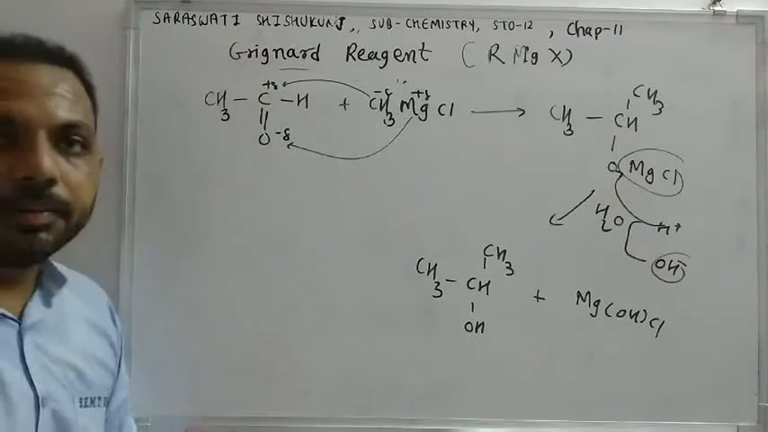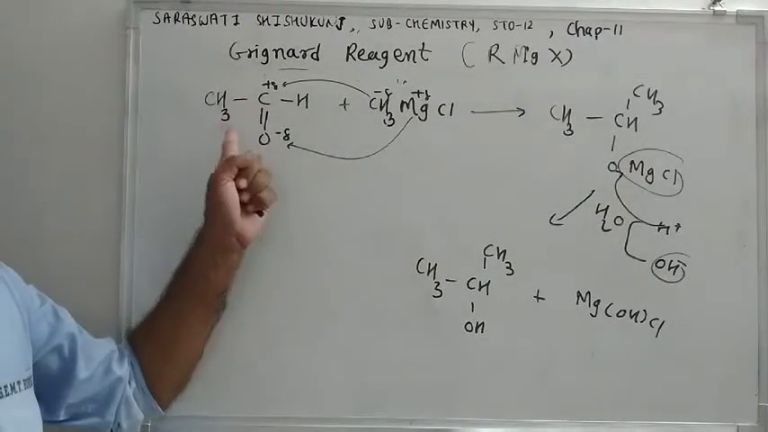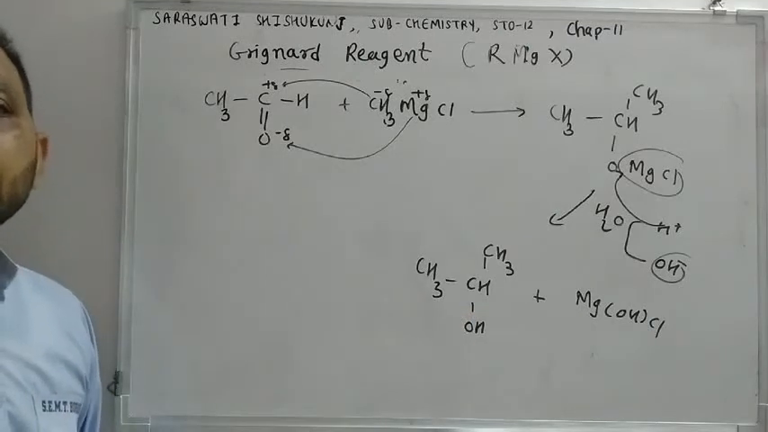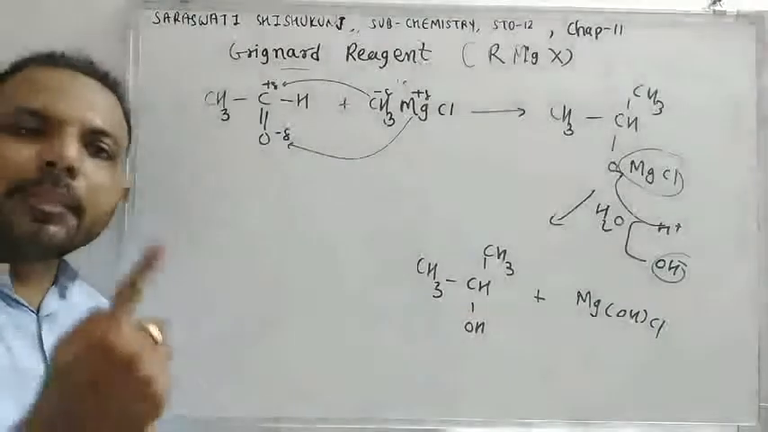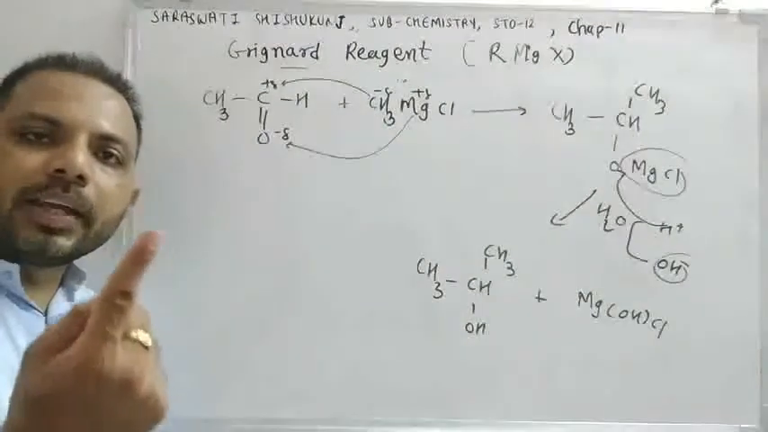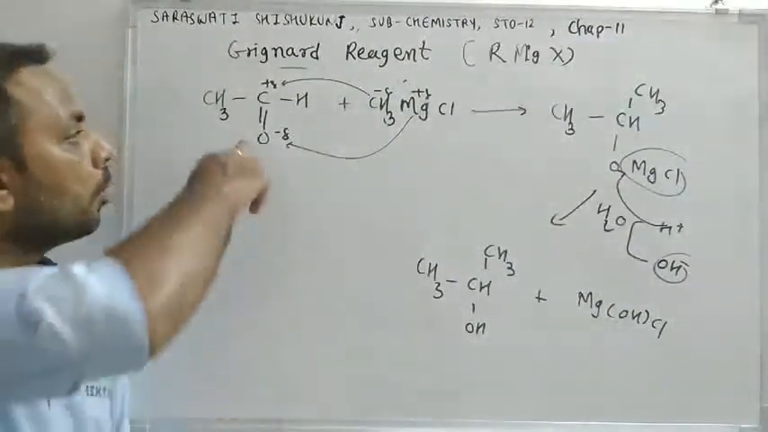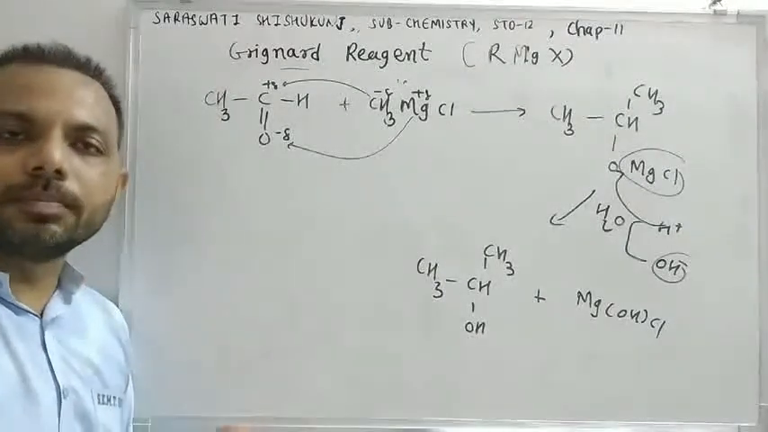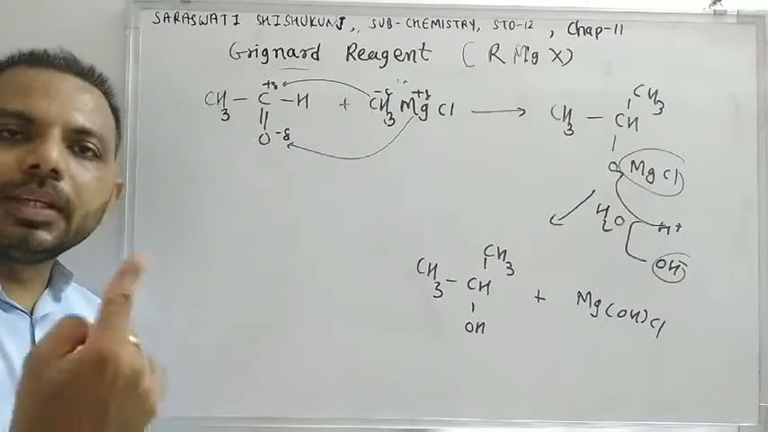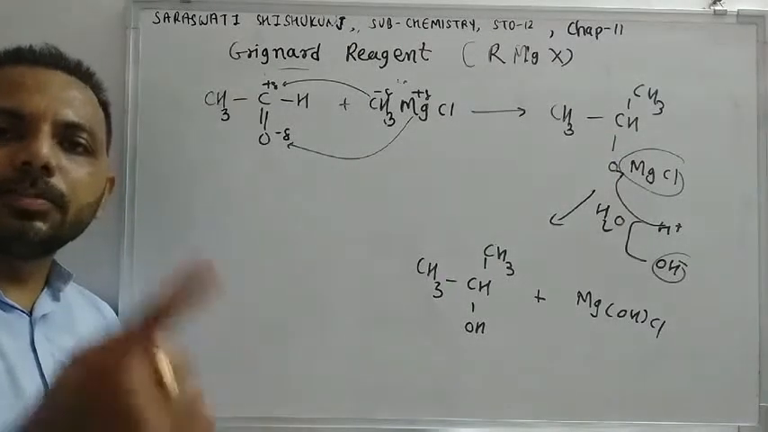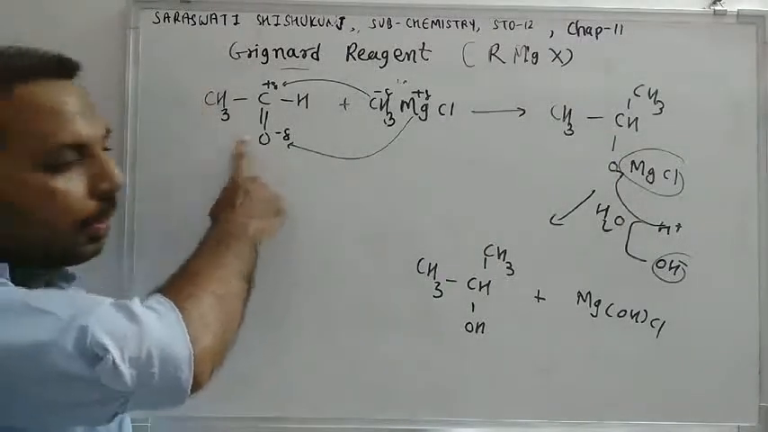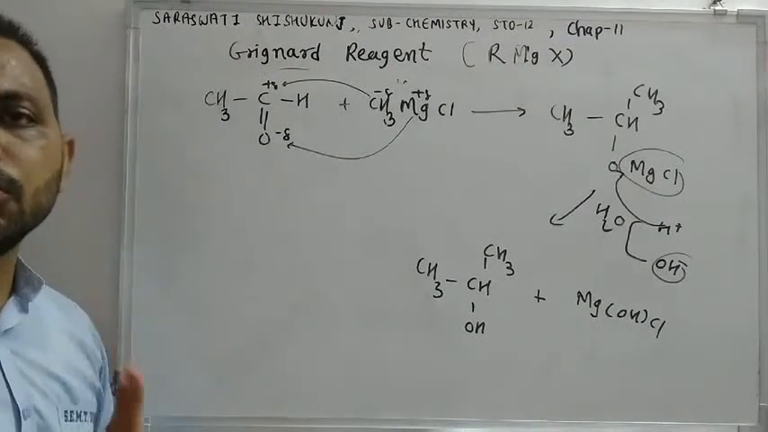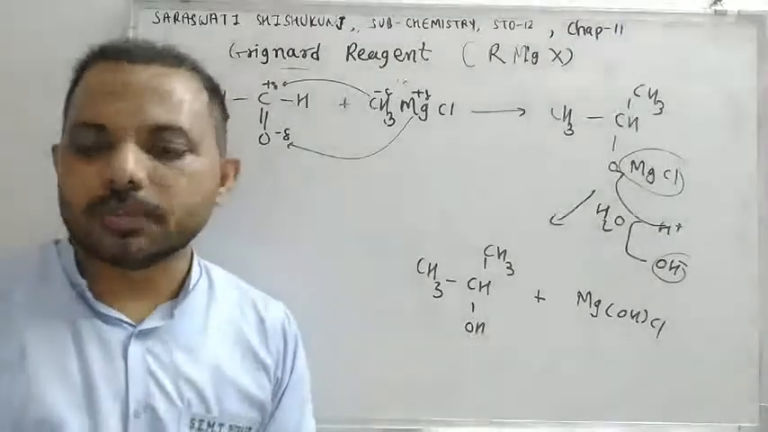So we can say that for ethanol, the final product is alcohol, but specifically secondary alcohol. For methanol, the final product was primary alcohol. From ethanol, the final product is secondary alcohol. Again, for methanol, the final alcohol is primary, and for ethanol, the final product is secondary alcohol. Please remember this for MCQs and 1 mark questions.